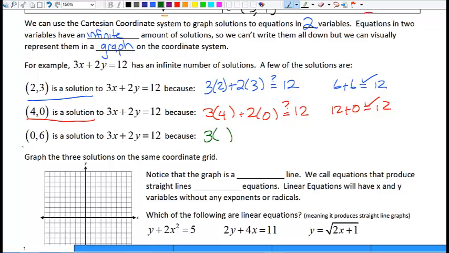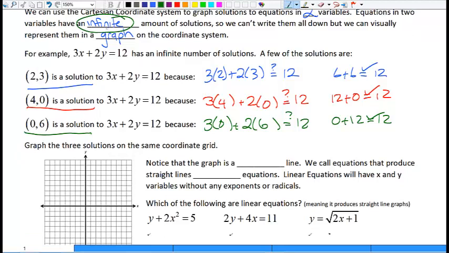3 times x, but in this case x is 0, plus 2 times y, but y is 6. Is that truly equal to 12? Well, let's find out. 0 plus 12 equals 12. It does work. So therefore, here are 3 solutions. And as I said earlier, there's not just 3. There's an infinite amount of solutions on this graph. So I want you to graph 3 solutions on the coordinate grid.